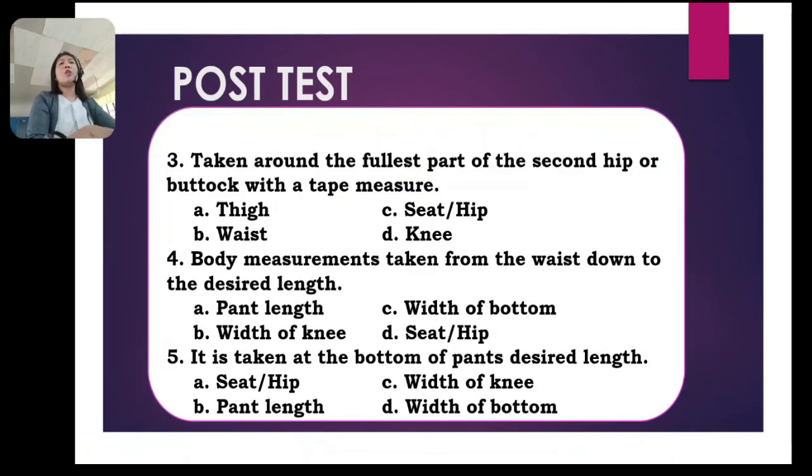Next, third question. Taken around the fullest part of the seat, hip or buttocks with a tape measure. A. Thigh. B. Waist. C. Seat or hip. D. Knee. Time start now.